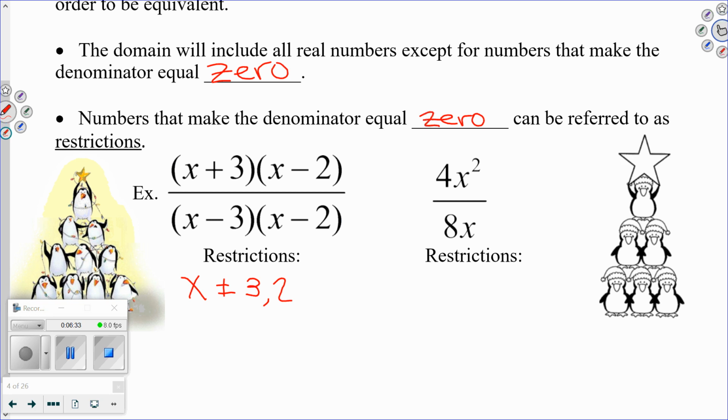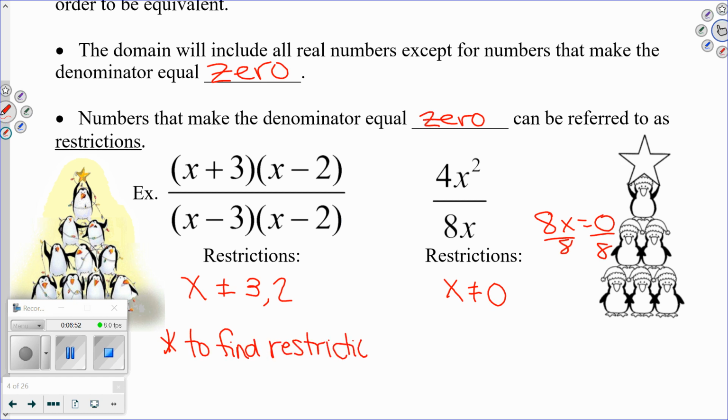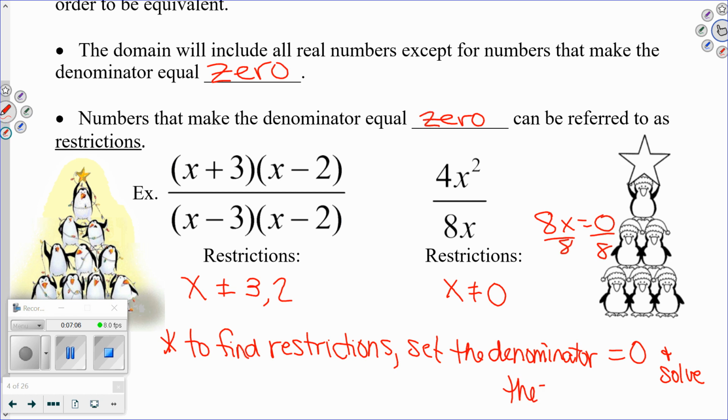So what can x not equal here? 0. Right? Set them equal to 0. 8x equals 0. Okay, I'll divide. x cannot be 0 then. So to find restrictions, maybe make a note here. To find restrictions, set the denominator equal to 0 and solve. These are your restrictions.